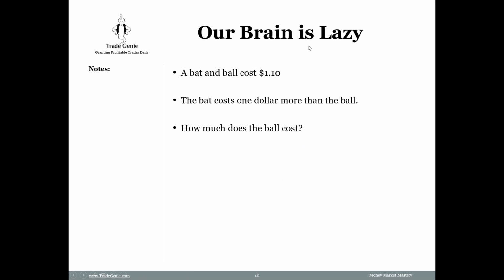Again, I'm going back to the question. Brain is lazy. So remember, how many of you wrote the answer? All except one person wrote the wrong answer, 10 cents. Why? Because there are two parts of the brain. I will explain the two parts of the brain.